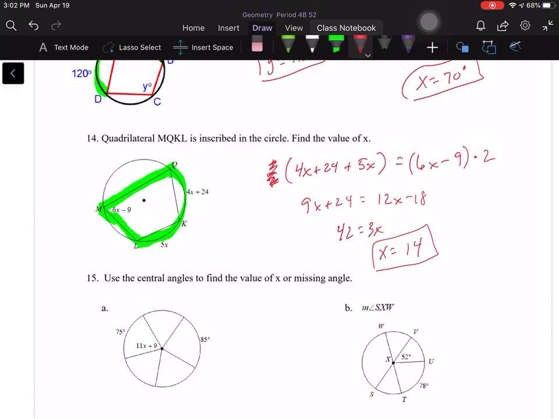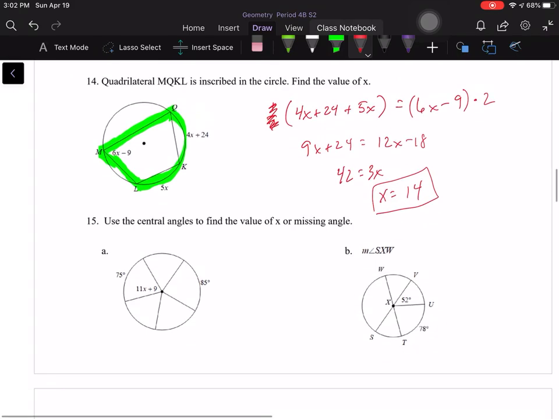All right, number 15, use the central angles to find the value of x or the missing angle. So on this problem, central angles equal the arc measure. So 11x plus 9 has to equal 75. So subtract 9. 11x equals 66, so x equals 6.